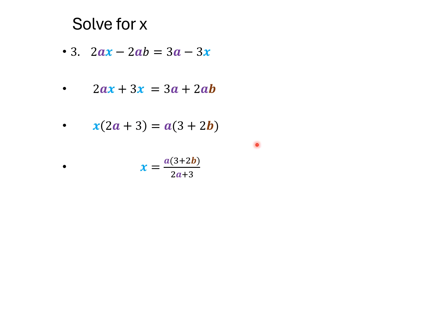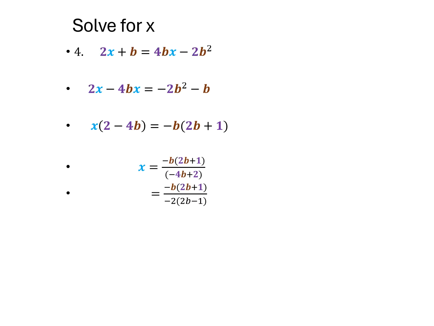All right, let's look at another problem. So solve for x. 2x plus b equals 4bx minus 2b squared. Right, what's our objective? We want to solve for x. So always put your x's on the same side, on the left hand side. Do you follow what I'm saying?